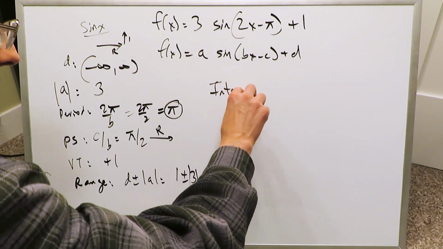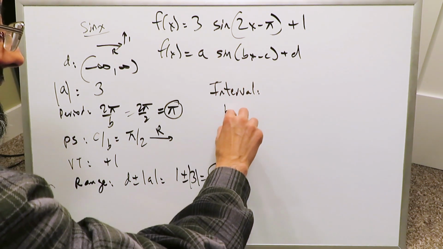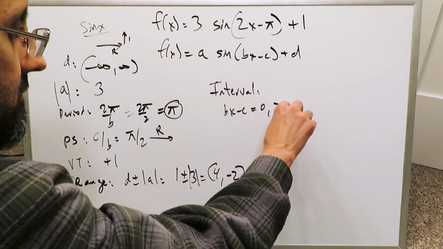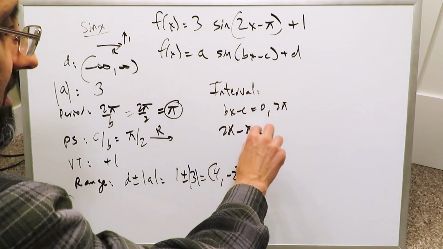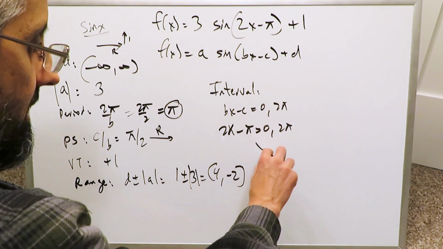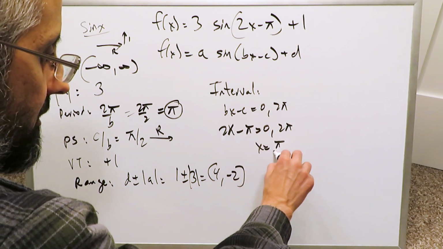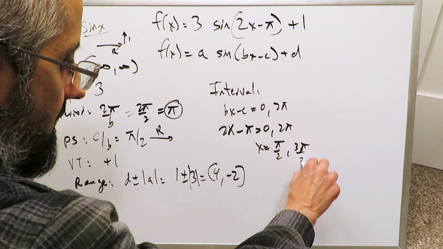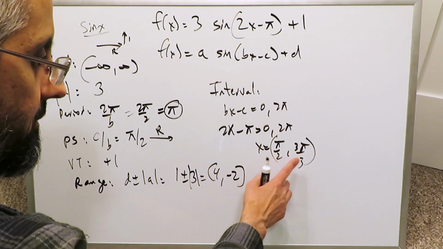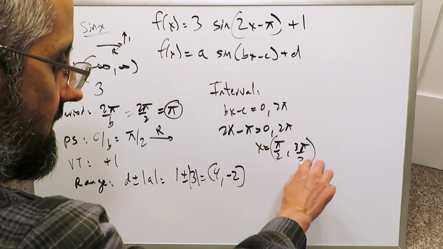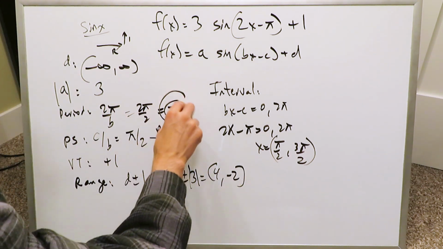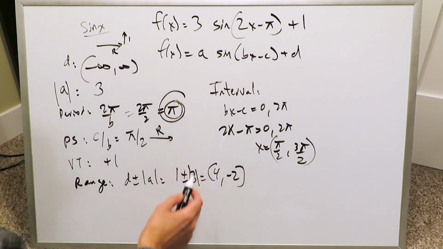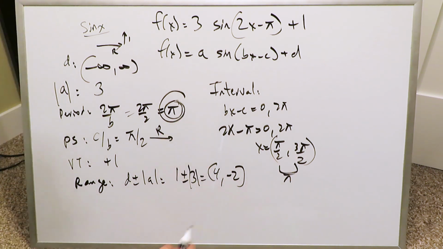Lastly, you can always determine the interval. You know the interval comes from bx minus c is equal to 0 and 2 pi. We do have a bx minus c. It's 2x minus pi is equal to 0 and 2 pi. When you solve this out, x is equal to pi over 2 and 3 pi over 2. Single wave will have a starting point at pi over 2 and an end at 3 pi over 2. The difference of these two right over here will give you your period, pi. 3 pi over 2 minus pi over 2 is indeed pi. The difference of this is your pi, your period.